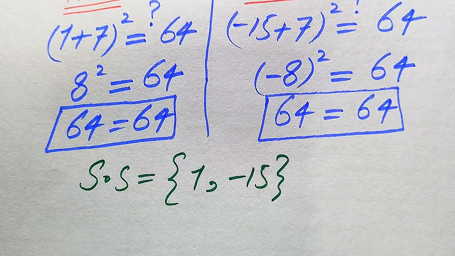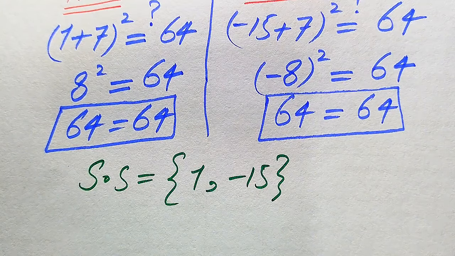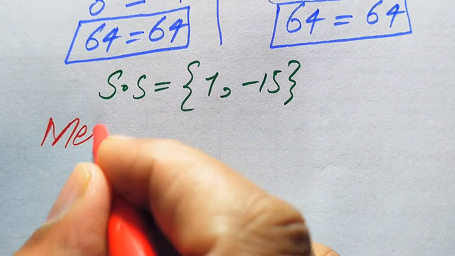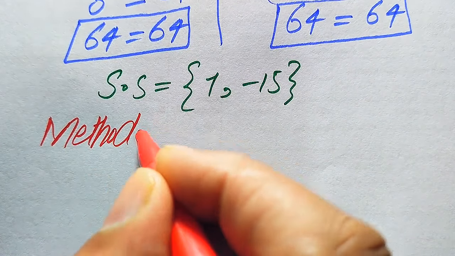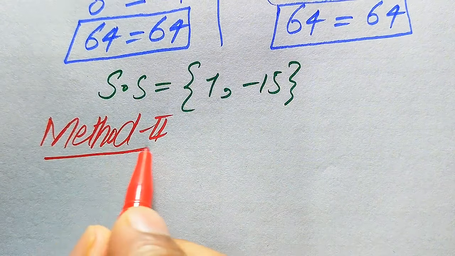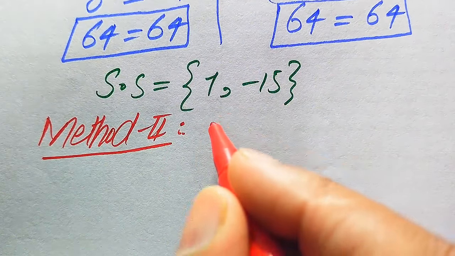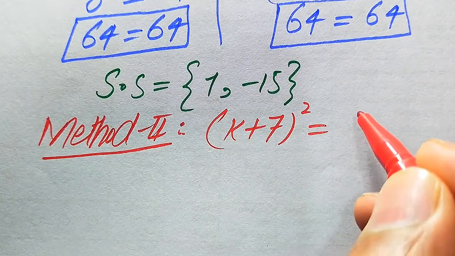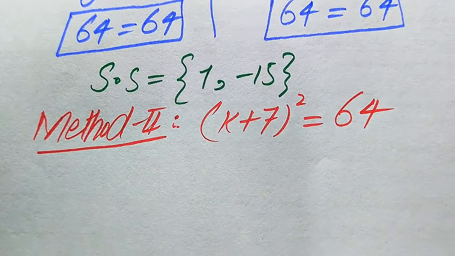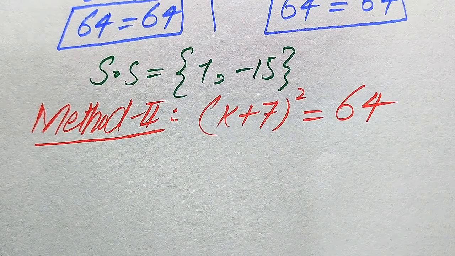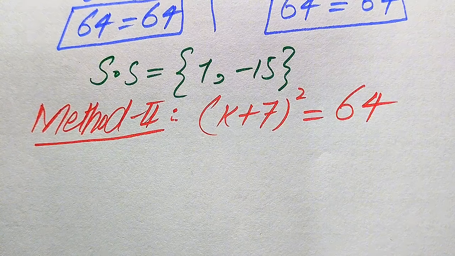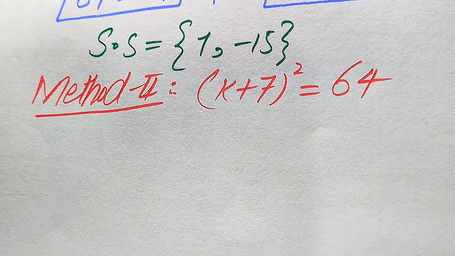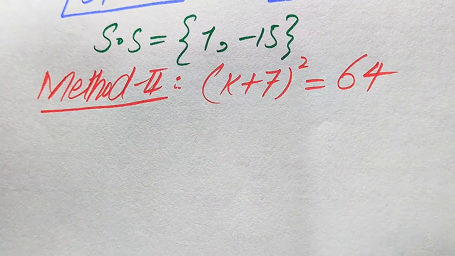So this is the solution set which we get here in the first method, and now we again solve this problem by the second method. In the second method we need to copy down the given question statement here, so our given question statement is (k + 7)² = 64. This is the second method, and it will be the very quick method, and here we quickly get the roots of this equation using a nice algebraic formula.